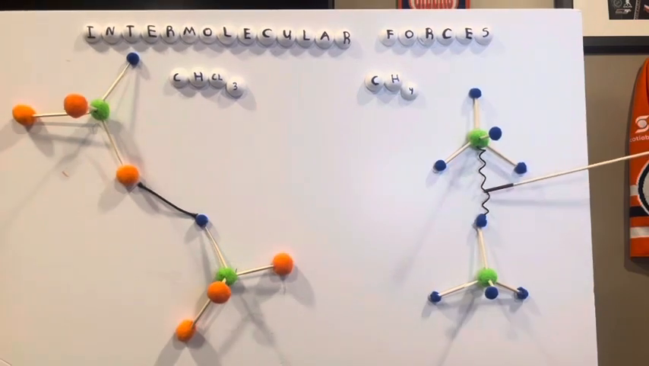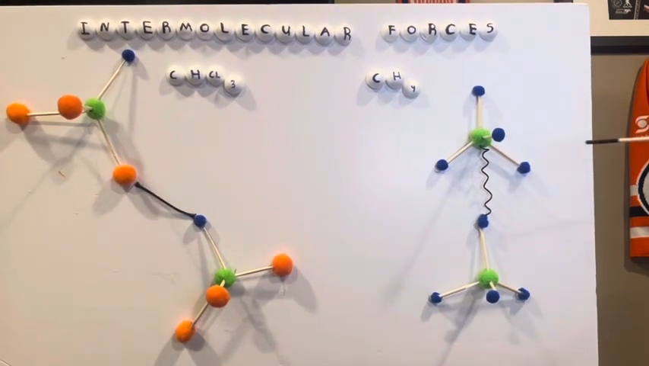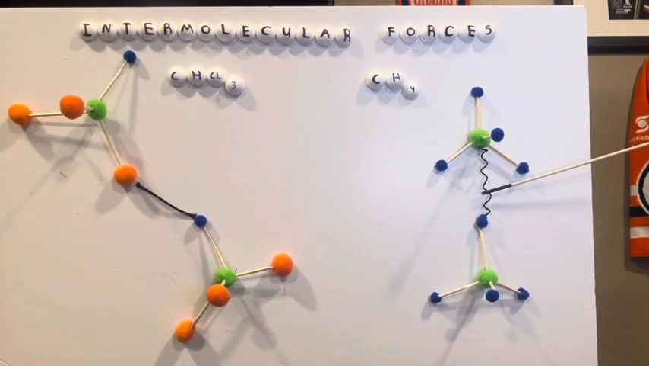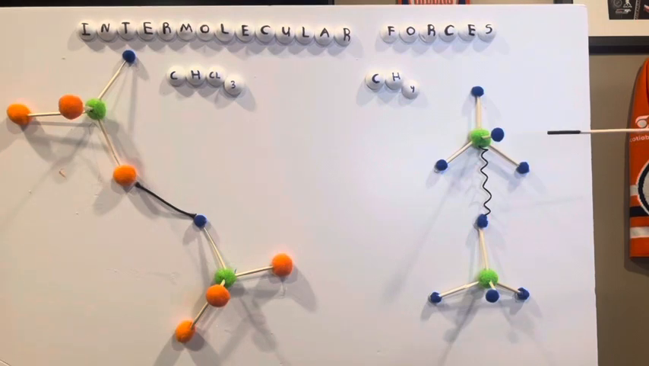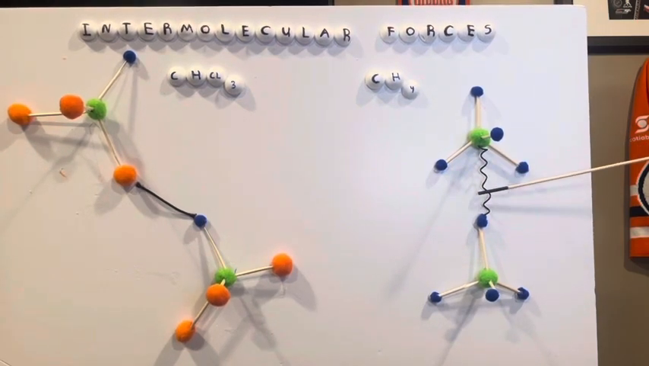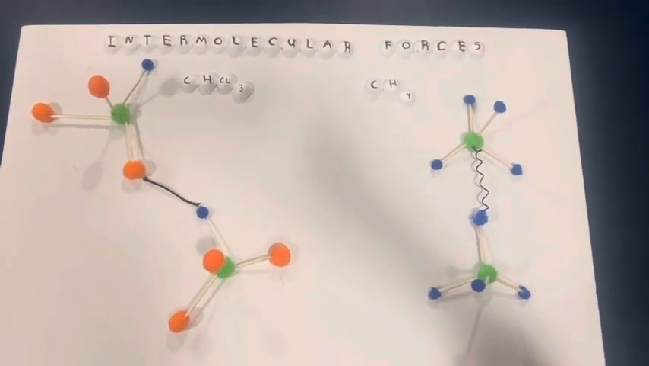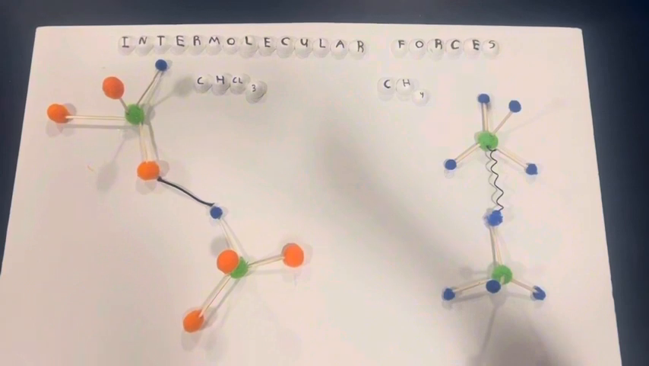In its present state, methane exists as a gas. This is because the weak London dispersion forces, seen here, are not strong enough to hold them together in a condensed phase, allowing them to float freely as a gas. Methane has a low boiling point because it has very weak intermolecular forces of attraction.